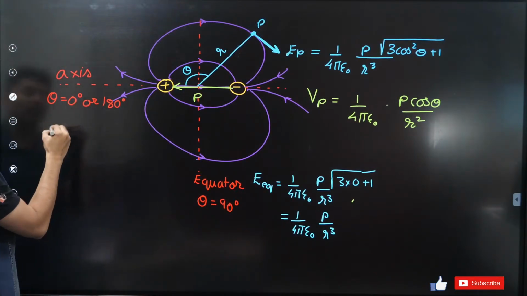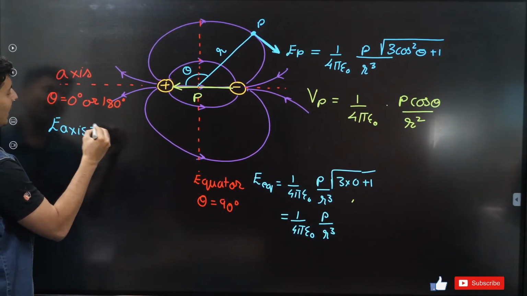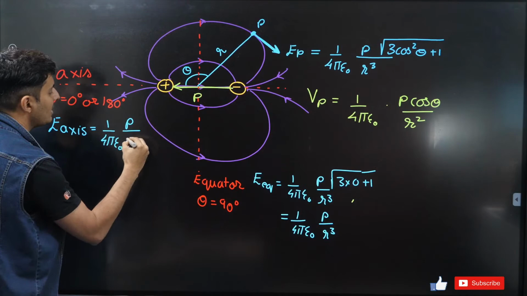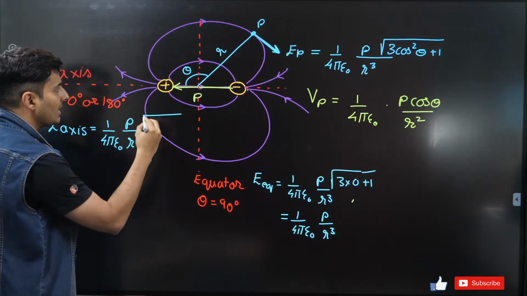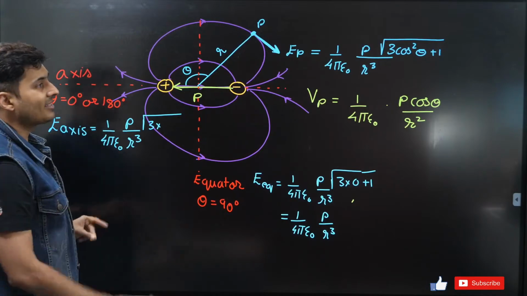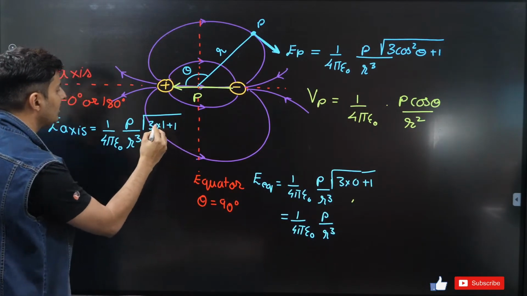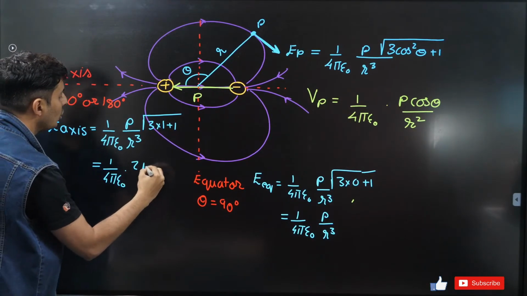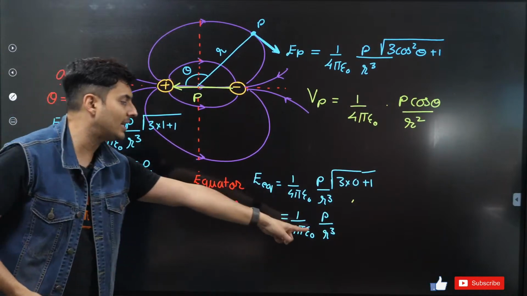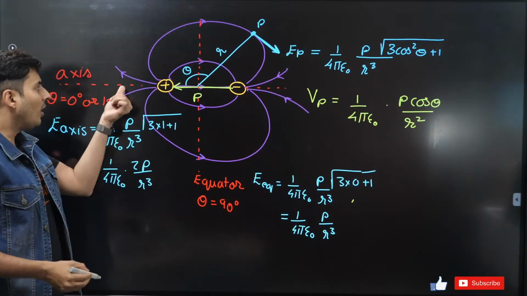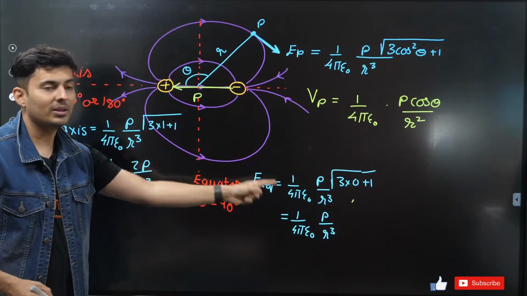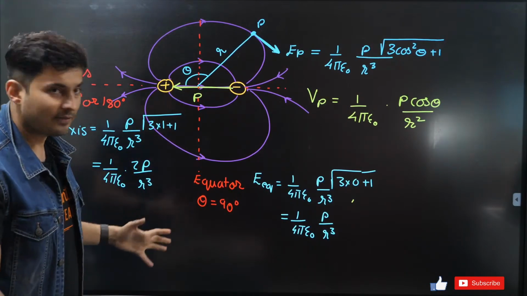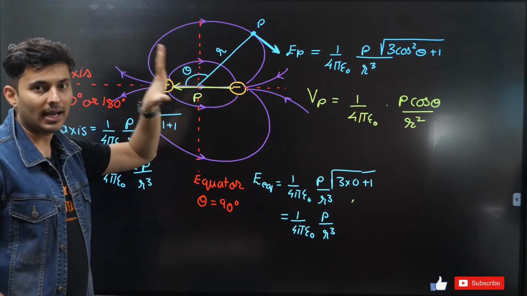But if you calculate the field on the axis of a dipole, what is this going to be? 1 by 4 pi epsilon naught, here you have P, here you have R cube, root of 3 cos squared 0 plus 1. Cos 0 is 1, so 3 plus 1 is 4, root of 4 is 2. So 1 by 4 pi epsilon naught 2P by R cube. You can see it is twice that on the equator. So the field on the axis is stronger as compared to that on the equator. You can see that very clearly. Everyone with me? Okay, so this is the field and potential due to a dipole.